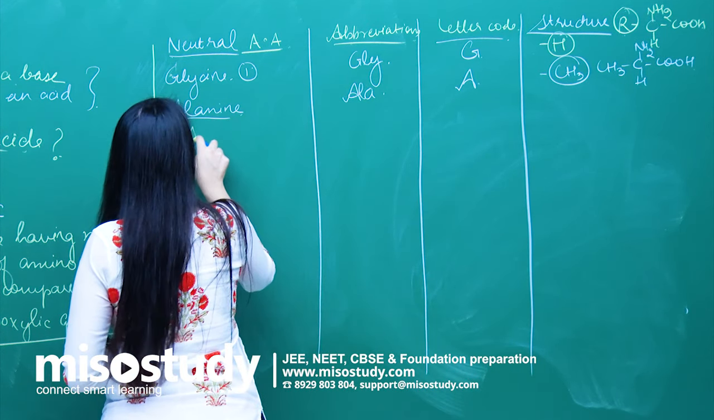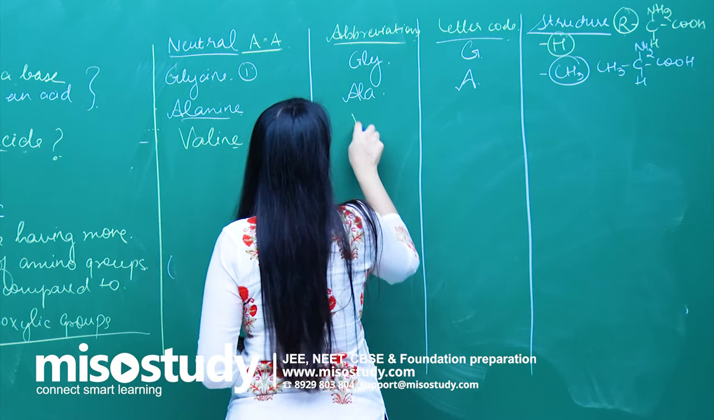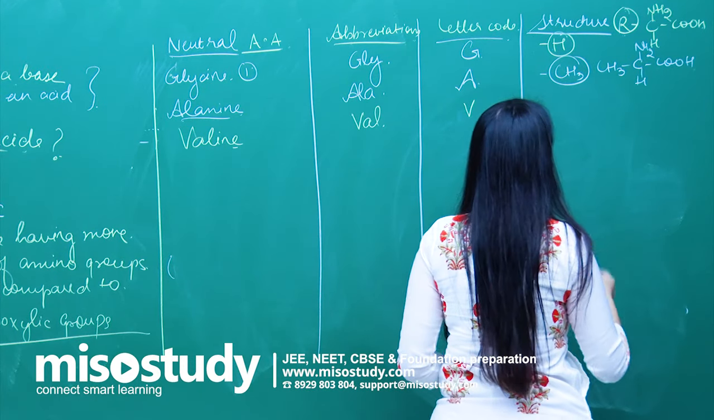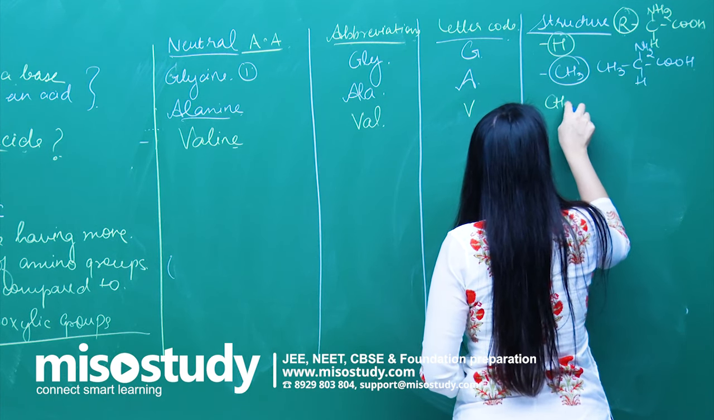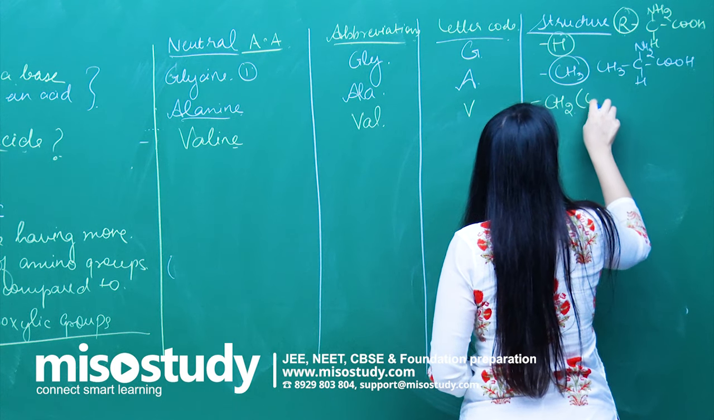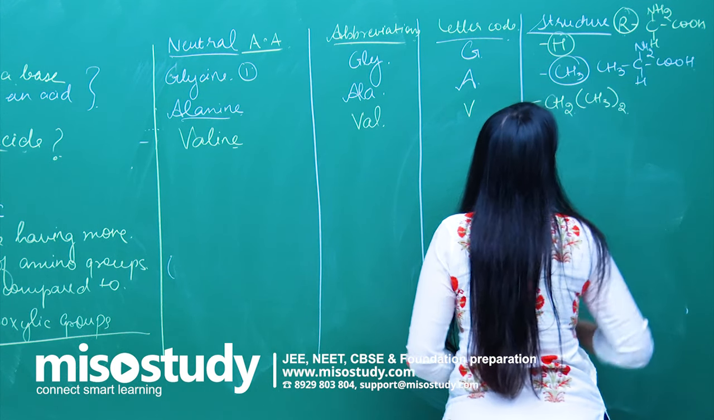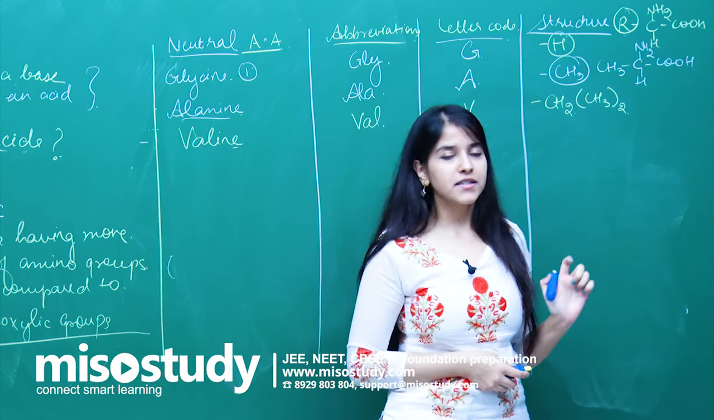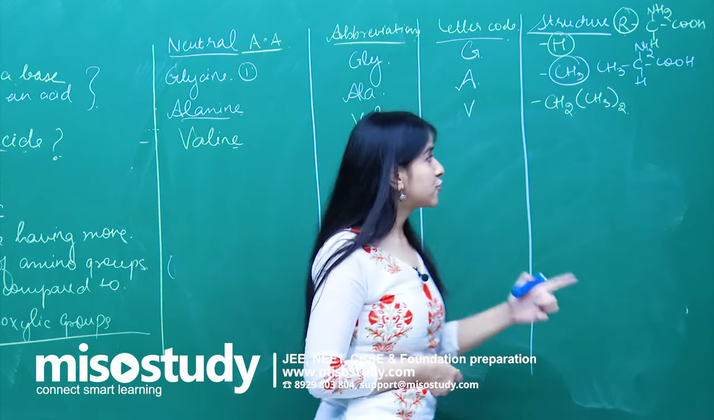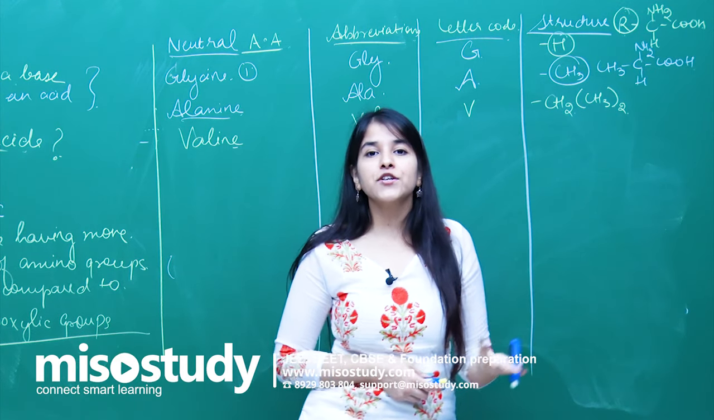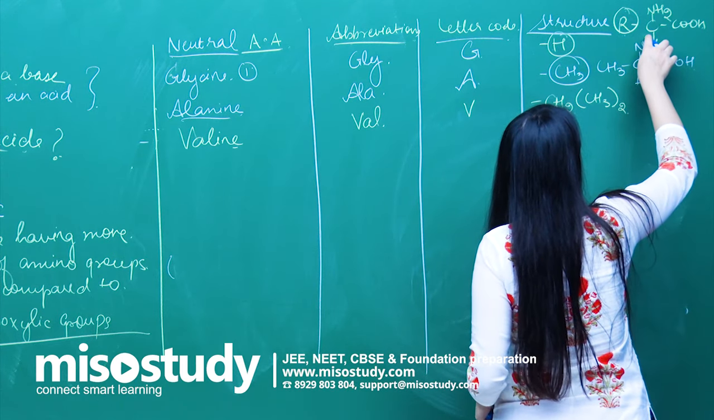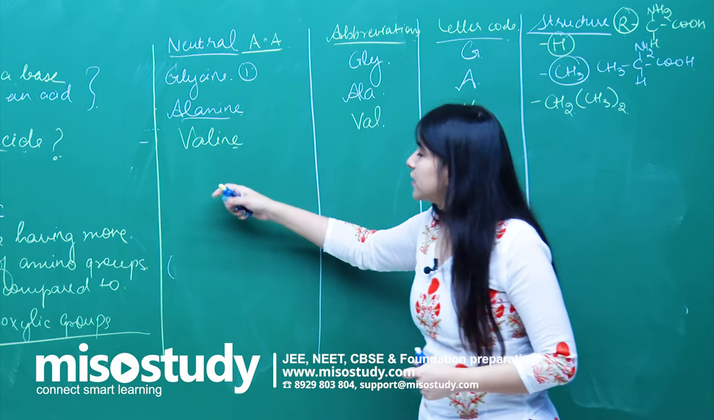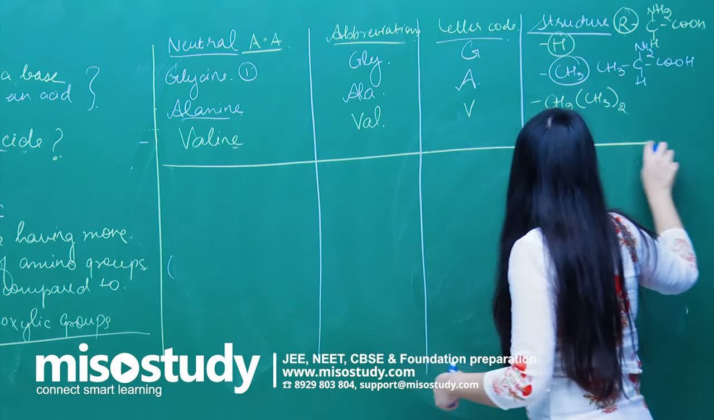Next is valine. Valine is Val: Gly, Ala, Val. So here I have V. That is valine. This particular group will be attached over here and you will be getting again an alpha amino acid, that too neutral. As you observe, why is the neutrality maintained? There is only one NH2 group and only one COOH, rendering it neutral. So these are some of the examples in this category.